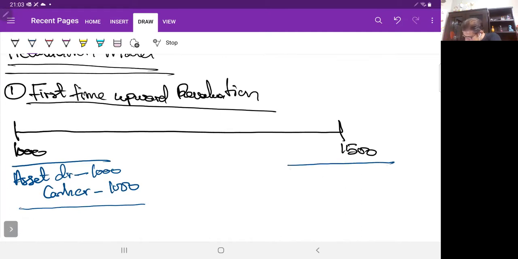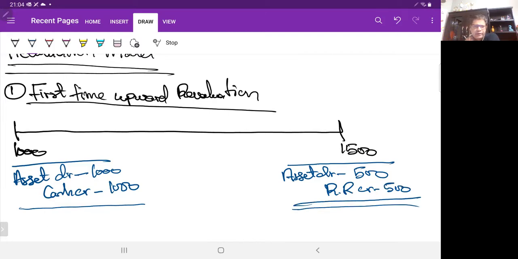Then asset got upward revalued by 500. So asset debit 500, revaluation reserve credit 500, right? Now, what is revaluation reserve? Revaluation reserve is a part of equity. Why do we recognize the gain in equity? Because we didn't sell the asset. We didn't recognize the gain in actual, right? So that's why we brought the gain into the equity part, which is known as revaluation reserve.